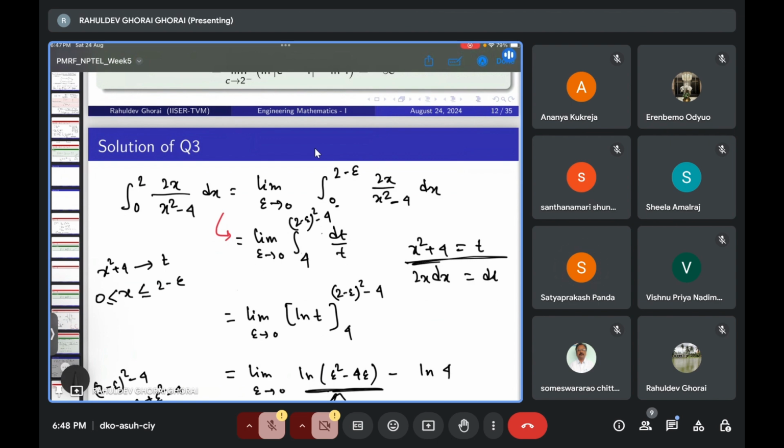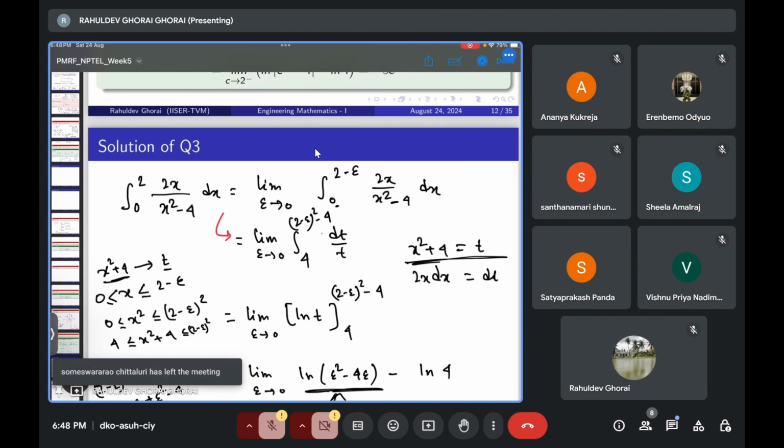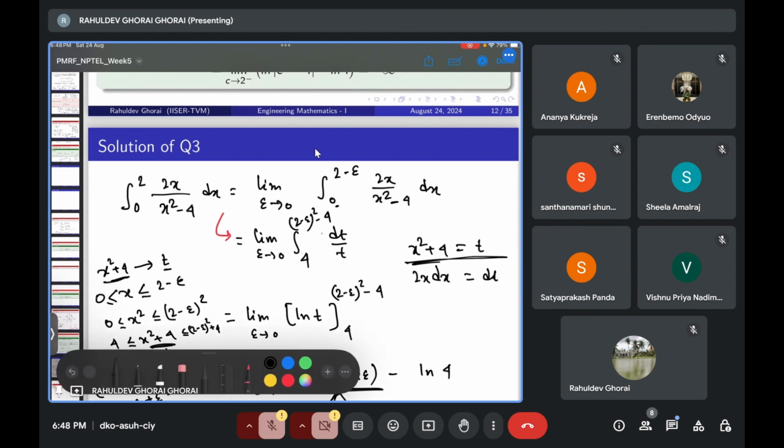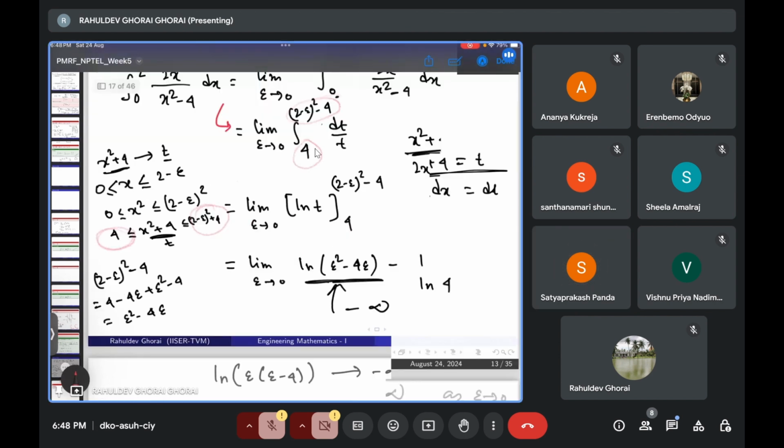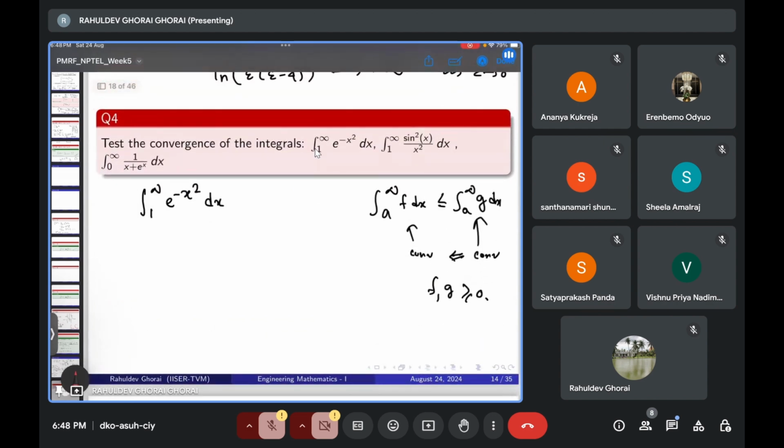Now when you put x square plus 4 equal to t, you have to make sure that x square is less than or equal to (2 minus epsilon) whole square, and greater than or equal to 0. If you add 4 on both sides, then x square plus 4 is less than or equal to (2 minus epsilon) whole square plus 4, and x square plus 4 is nothing but t. So t is from 4 to (2 minus epsilon) square plus 4. That's what you will get here. Do you understand now? Yes, sir. Okay, good. If you have any other question, tell me.